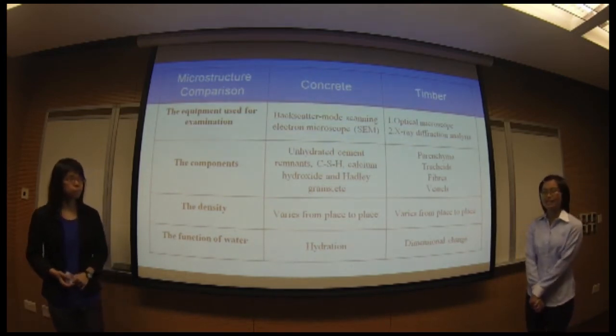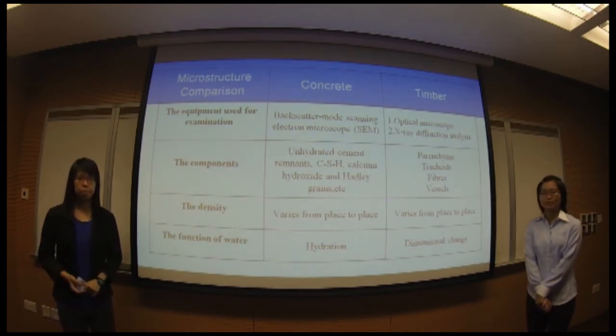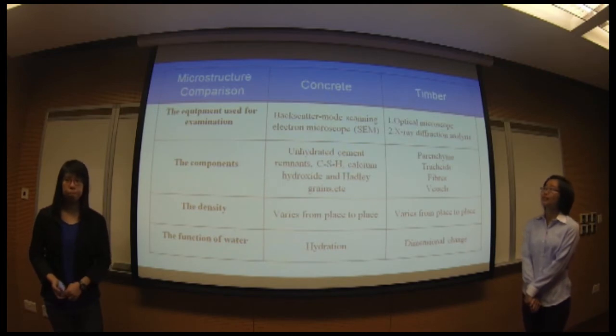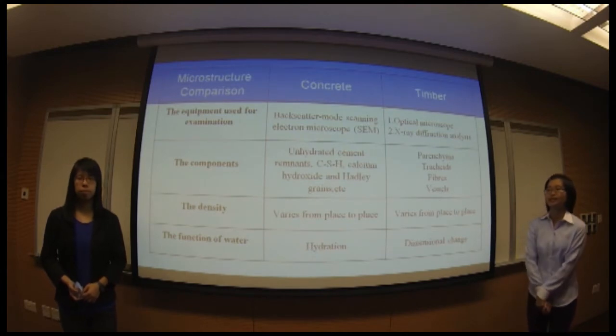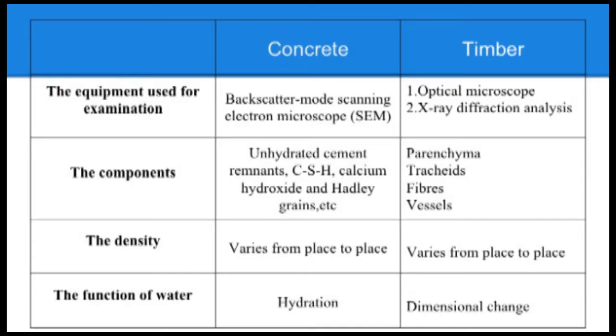For timber, it is common to use an optical microscope to examine its cells. Also, we use X-ray diffraction analysis to determine the chemical components in the timber. For the components, there are 4 types that compose the timber, which are parenchyma, trachea, fibers, and vessels. For the density, timber also varies from place to place. It depends on the moisture content and the substrate in the timber. Lastly, the function of water in timber is changing the dimensions of the volume.